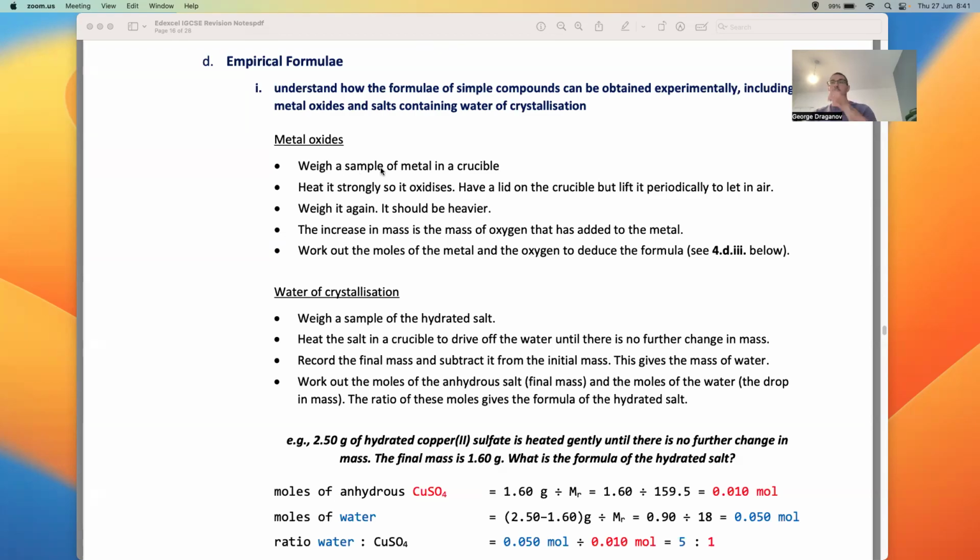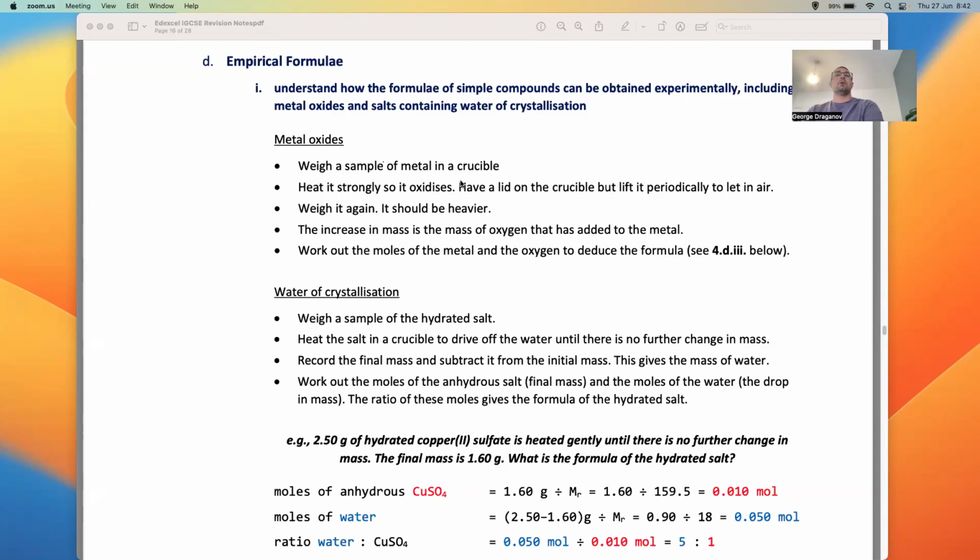But what you do is you weigh your crucible at the beginning with a metal in it, you heat it under a Bunsen burner. Now you keep the lid on, but you periodically let the air in. You do this because if you do not put the lid on, some of the powder may escape and leave. If you do not open the lid, you will not let in enough oxygen to make sure the metal is fully reacted. You then weigh it again. It should have gained mass as it gained oxygen.